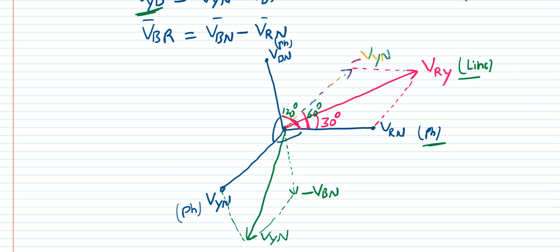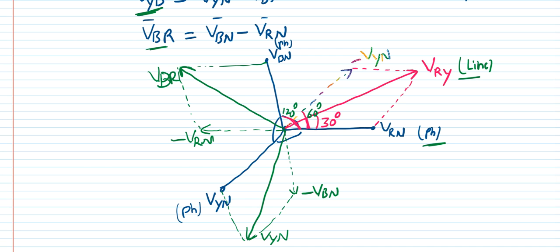Similarly, go for VBR. VBR is nothing but minus VRN, so this is exactly the opposite direction. You can take minus VRN, and if you combine these two vectors, then this is coming as your VBR vector. So this is how you can draw the line voltages with respect to the phase voltages.